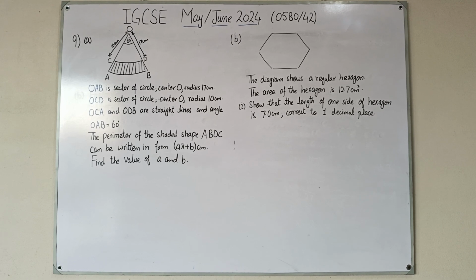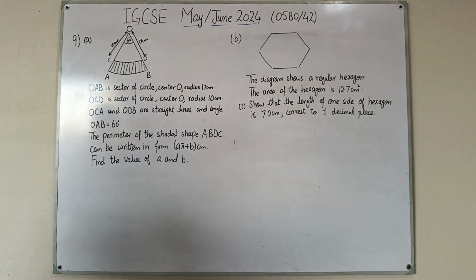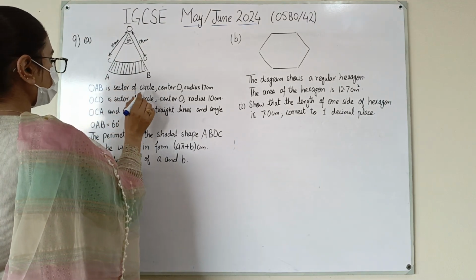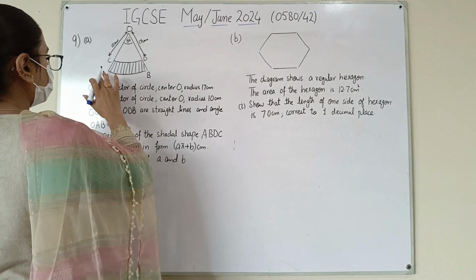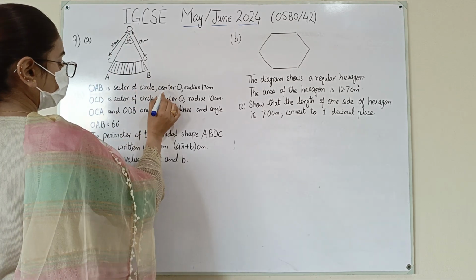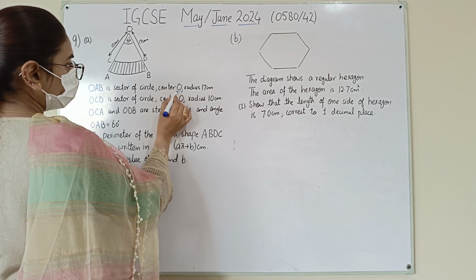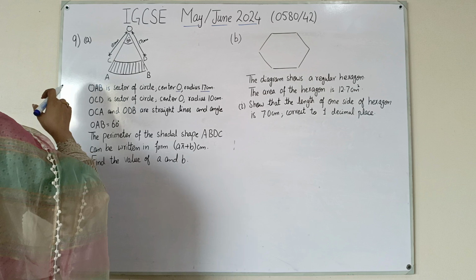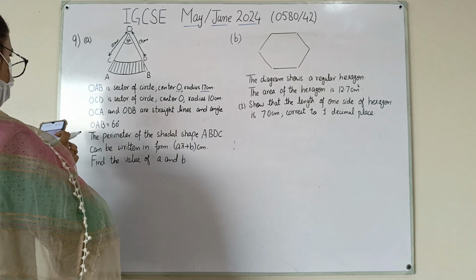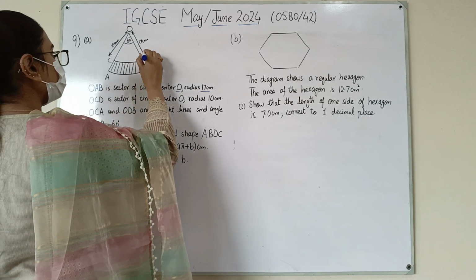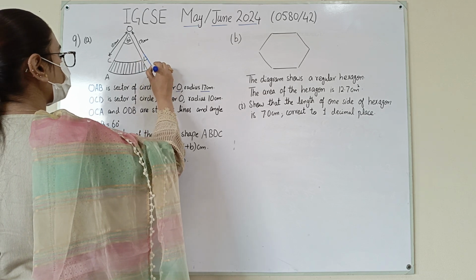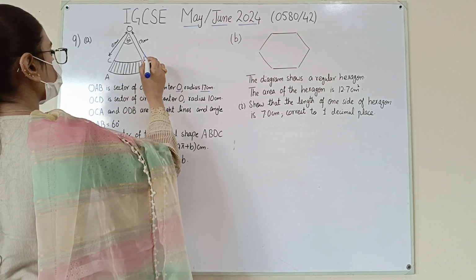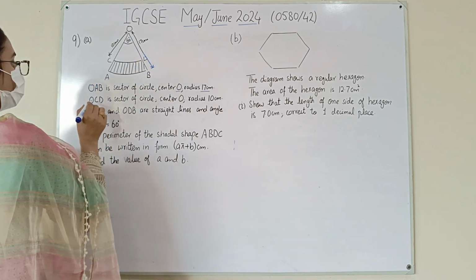In the next question, that is question number 9, he has given you this shape. OAB is a sector of a circle, while the circle has center O and the radius is 17, which is given as this one. Let me check that out. 17 is actually from here to here, I think so. Yes, the total distance is 17.